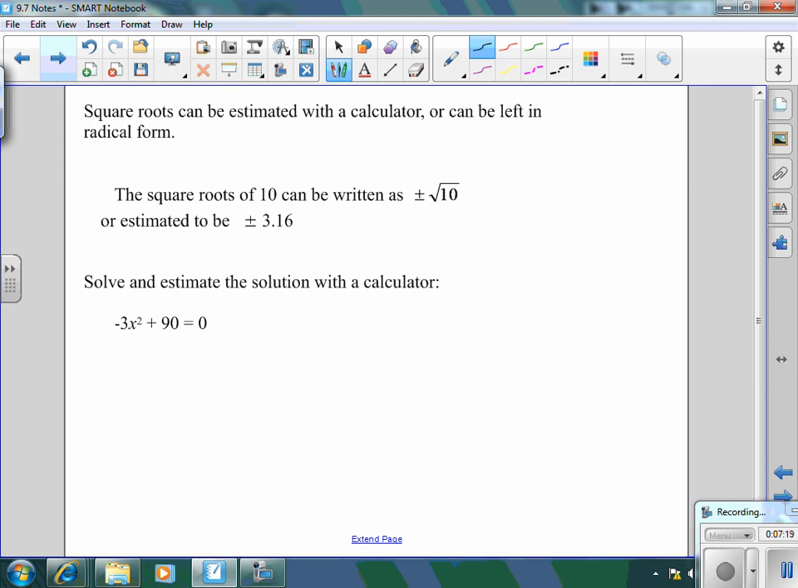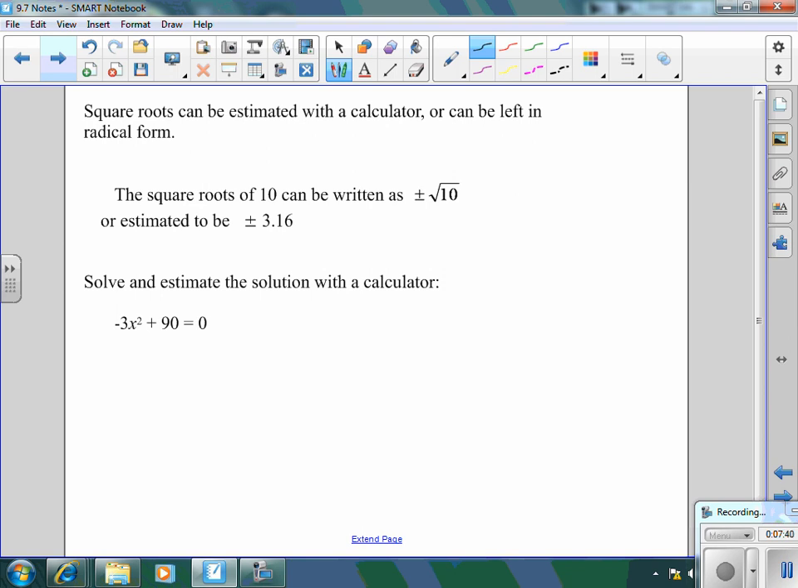So let's do some estimation. Not all the time we're going to get perfect squares, and that's totally okay. Square roots can be estimated with a calculator, or we can leave it in radical form. After this chapter, in chapter 11, we are going to do some simplifying radicals, but until we get to that part, we're just going to type it in our calculator.